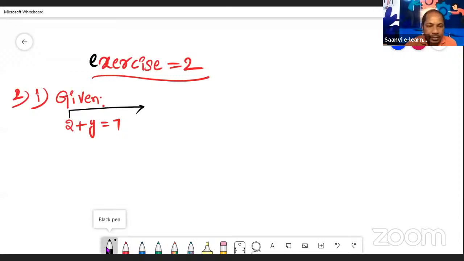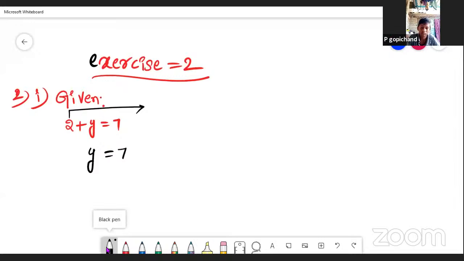While sending this 2 from this side to this side, first of all we have to see whether this 2 is plus 2 or minus 2. Clearly we know that it is plus 2. So this plus 2 we have to send this side. While sending this 2 from LHS to RHS, first remember that the RHS value should be written as it is. In RHS 7 is there, no? So this RHS value should be written as it is. After writing this RHS value as it is, then the left side value you have to send to the right side.